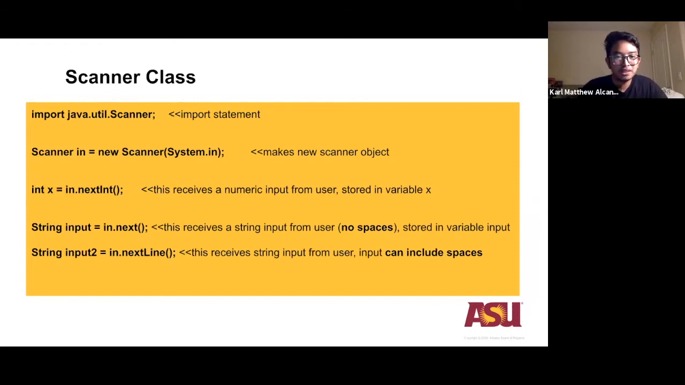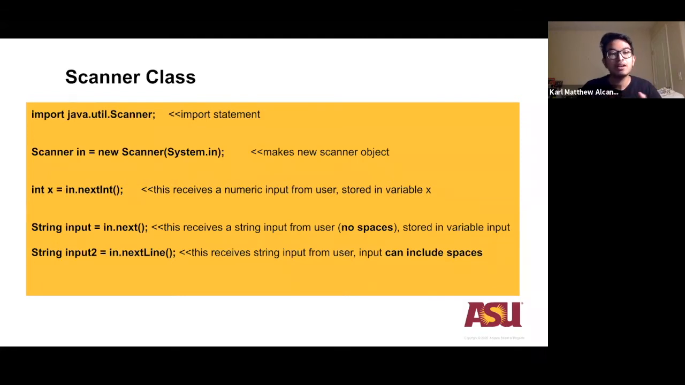So as you can see here, Scanner in equals new Scanner(System.in). What this essentially does is create a new Scanner object so that user input can be entered into the program.